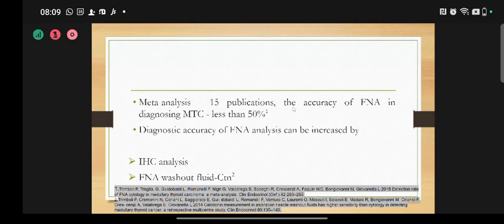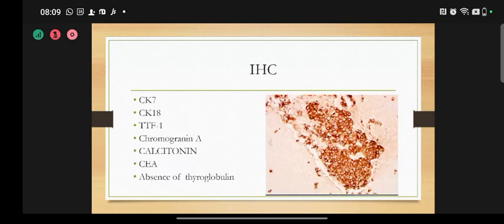So what they suggested, and what they observed, is diagnostic accuracy can be improved with immunohistochemistry and doing a calcitonin analysis in FNA, fine needle aspiration washout fluid. So IHC, the specific markers are calcitonin, CEA, and then absence of thyroglobulin and chromogranin. Other markers that will be positive are CK7, CK18, and TTF1.